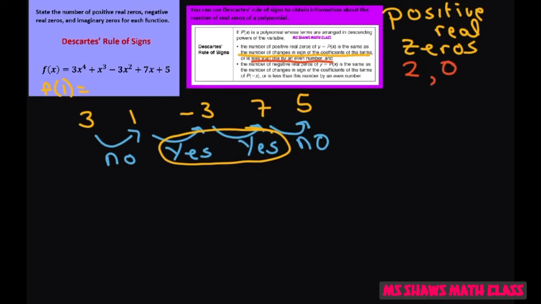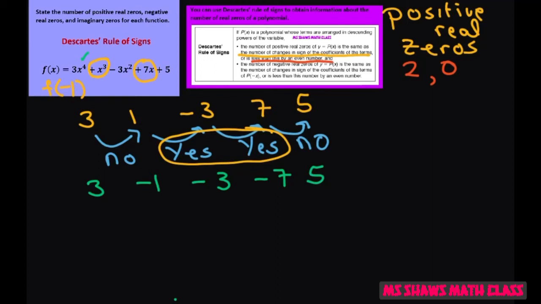Now for the negatives, you almost do the same thing, except what we're going to check is f of -1. What that does is change the terms with the odd power. If you plug in -1 to an even power, it still stays the same. So it's going to be 3, and then -1, -3, and then -7 and 5.